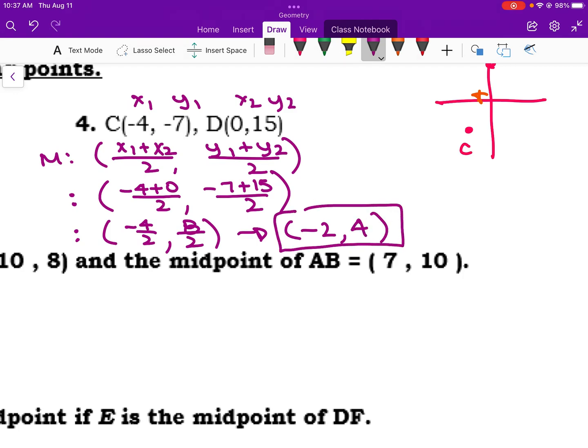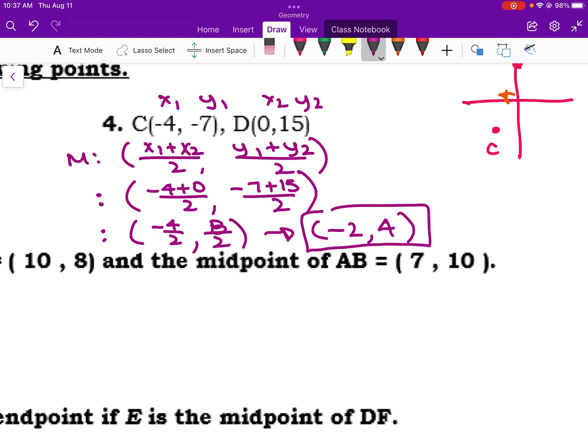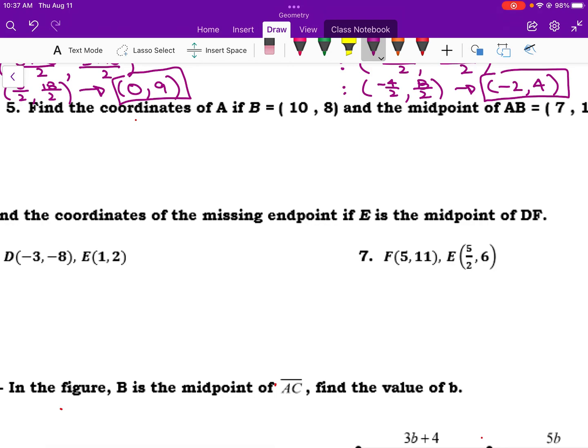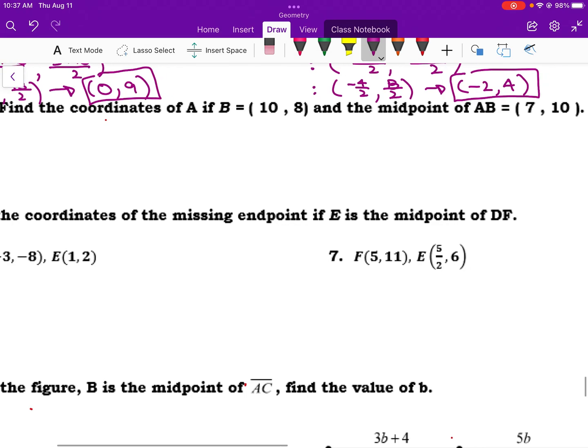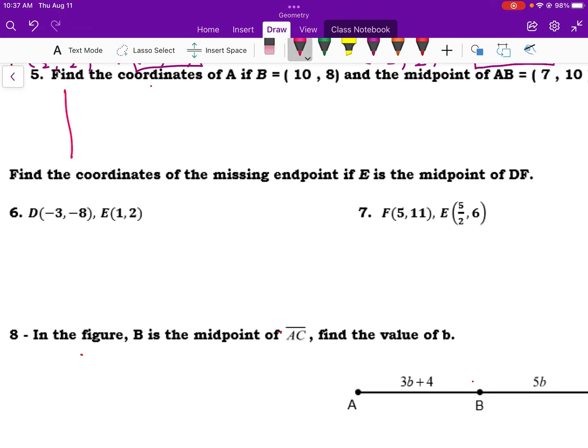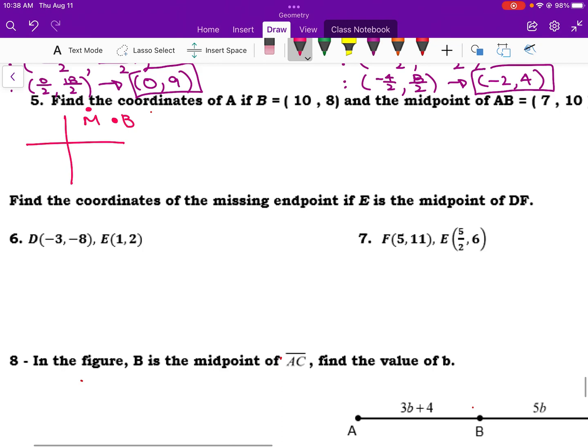Okay, so up to this point, we've been working forward in that we've found the midpoint when we're given two ordered pairs. Now these next ones are going to have us work backwards. We want to find the coordinates of A if we know B and we know the midpoint between the two. So if we get a rough sketch, B is at 10, 8, so somewhere over here. Midpoint is at 7, 10, somewhere up here. This is the midpoint. And then we want to find where A is. So again, we have to think backward.